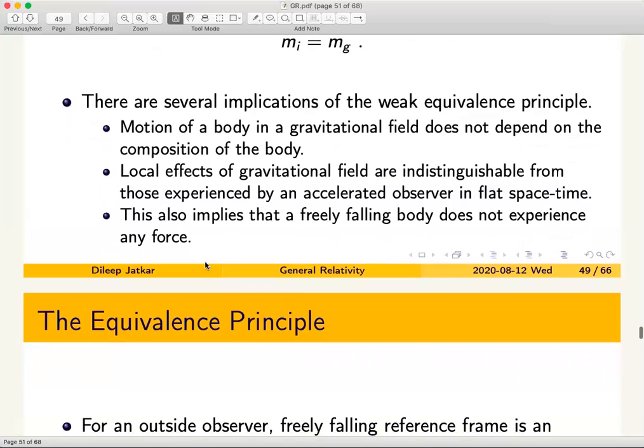Sir, yes. How does the second point follow from that mi equal to mg?